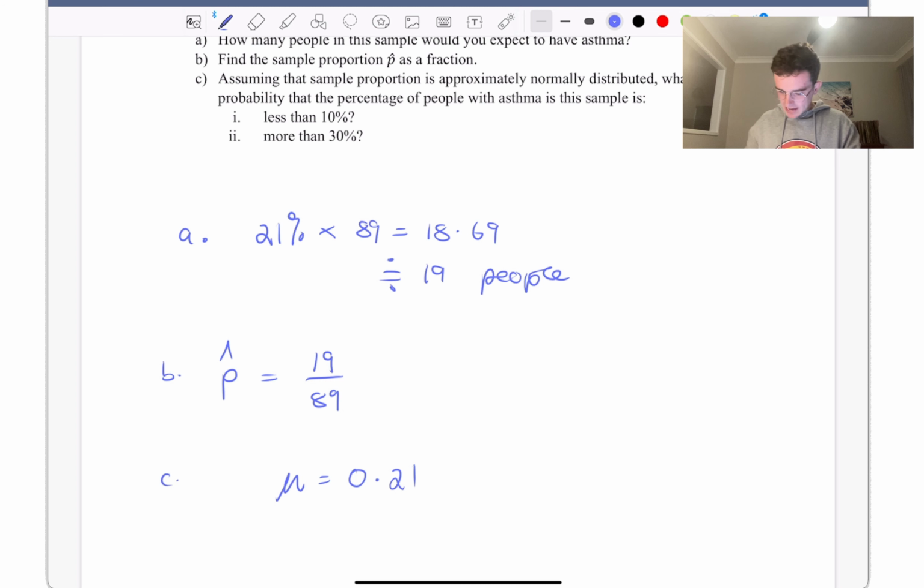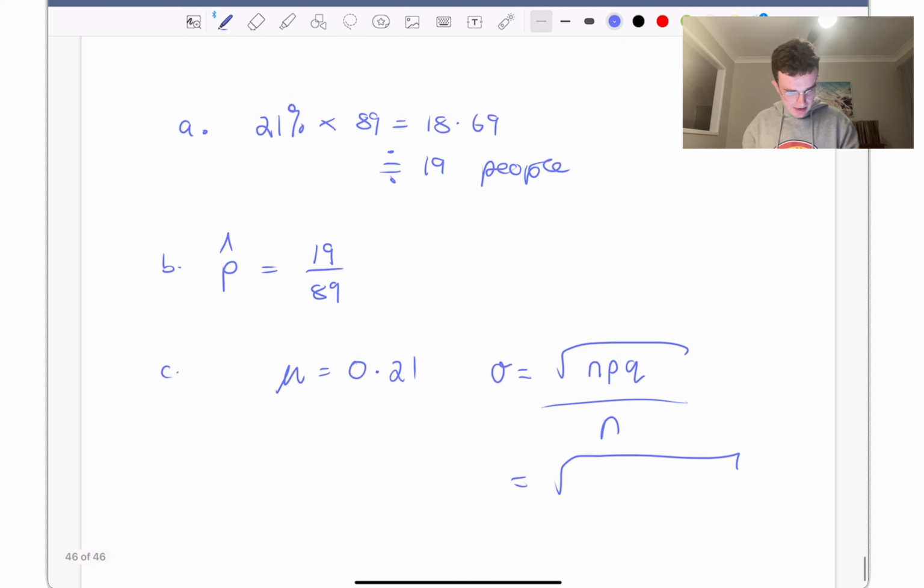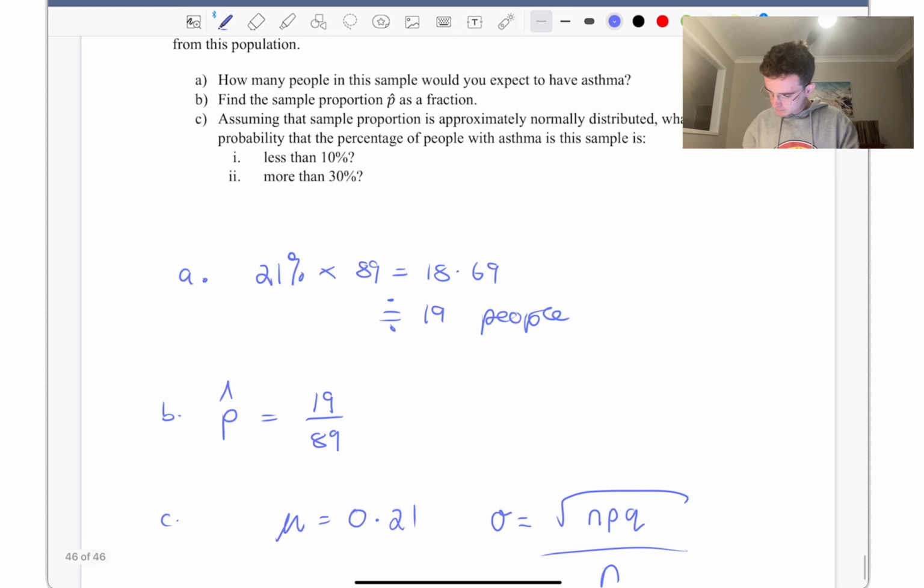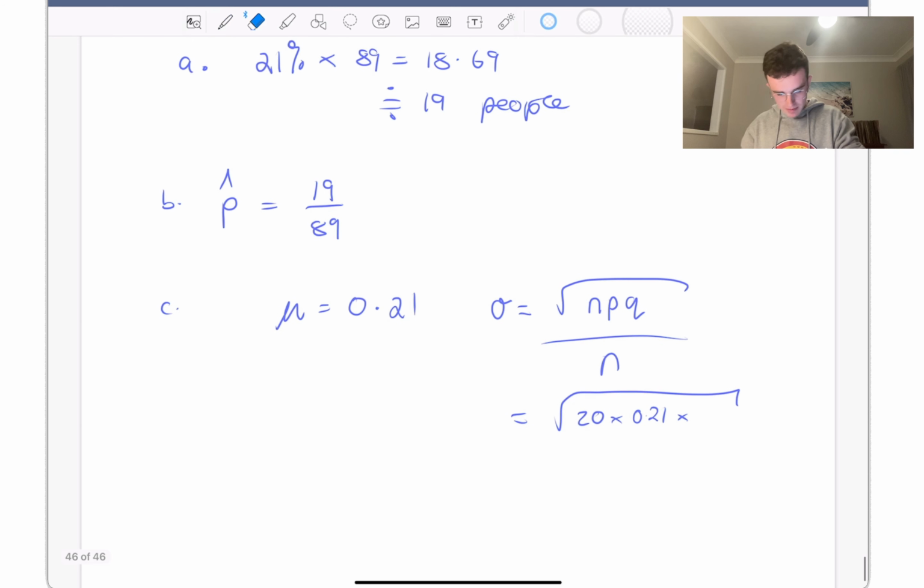And you could calculate that by going the probability of success, which is 21%, and the standard deviation is equal to the square root of NPQ on N, which is the square root of, how many people are there? No, there's 89 people.